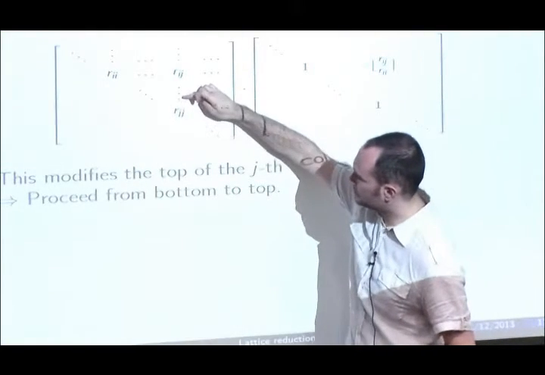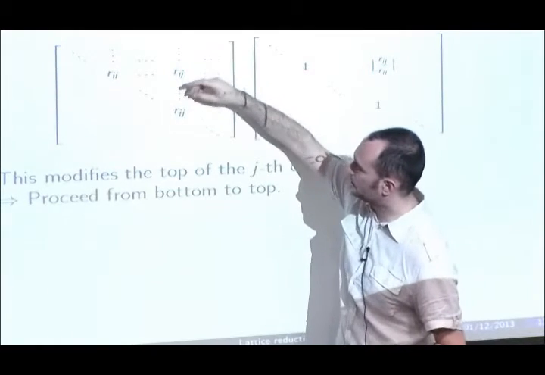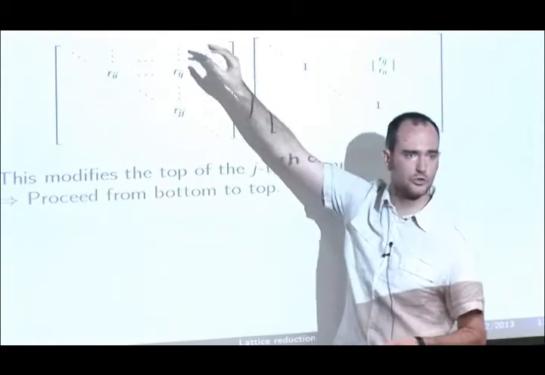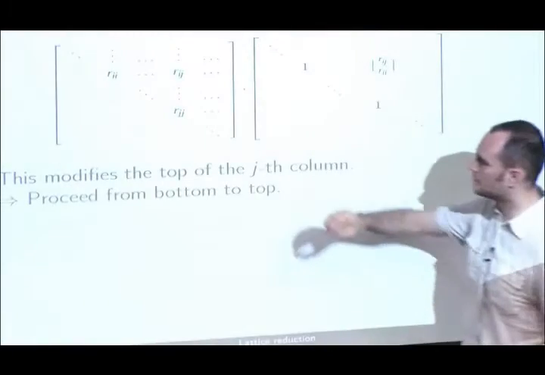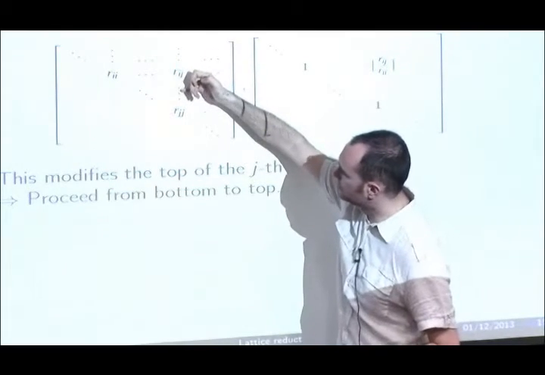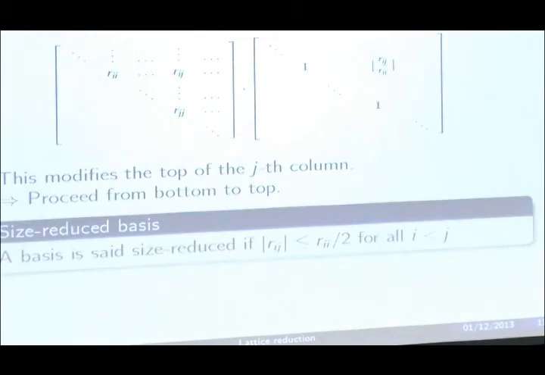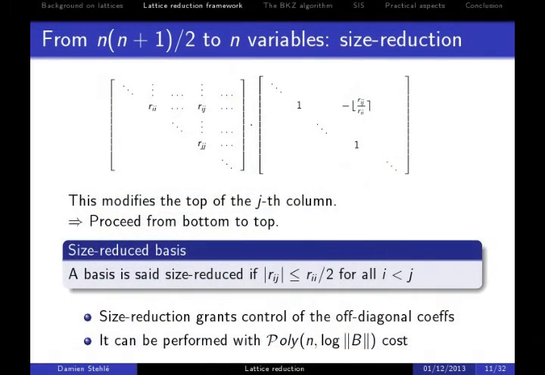But that's fine, because now we can proceed from bottom to top. So if I clean this one, and then clean this one, and then clean this one, and so on and so forth, at the end, I've cleaned the whole column. So clean in the sense that now every coefficient in that column is going to be smaller than half its corresponding diagonal coefficient. Okay, and we call this size reduction.